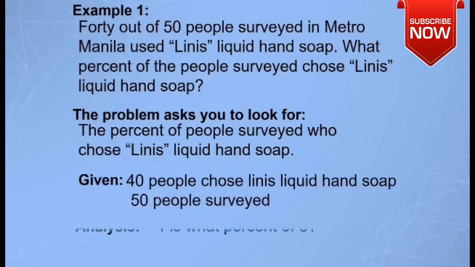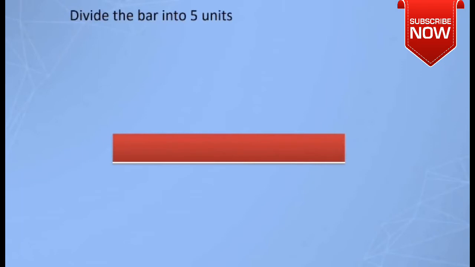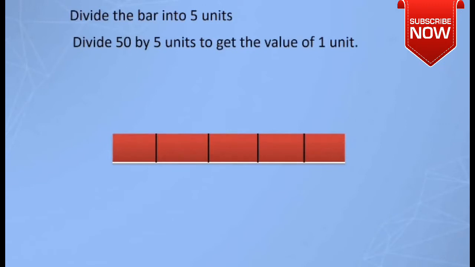Analysis: 40 is what percent of 50? Let us use a bar to solve the problem. Divide the bar into 5 units. Divide 50 by 5 units to get the value of 1 unit. 50 divided by 5 equals 10. 1 unit is 10.